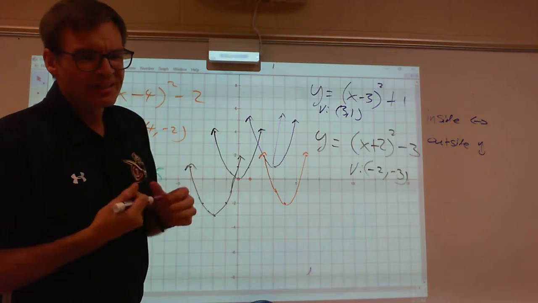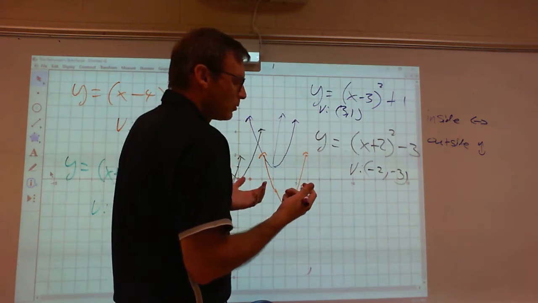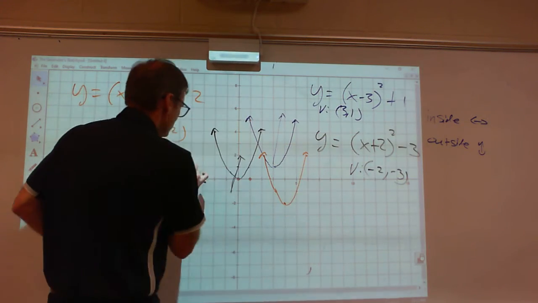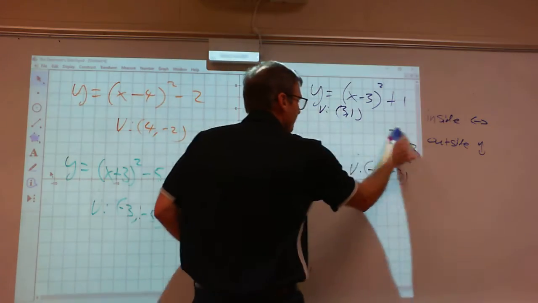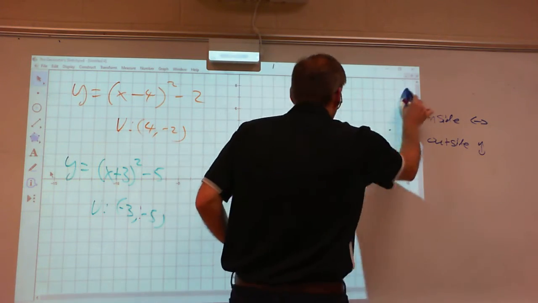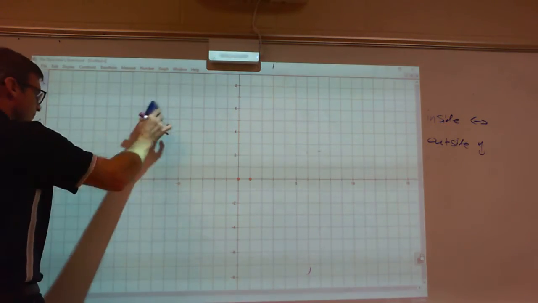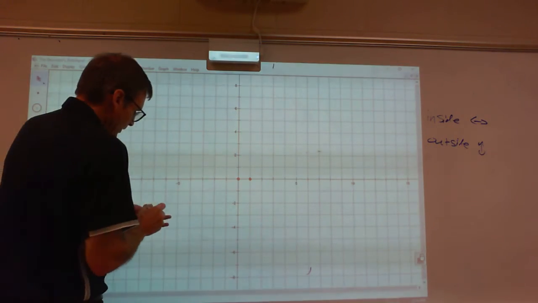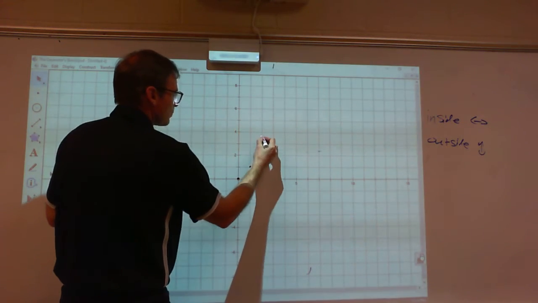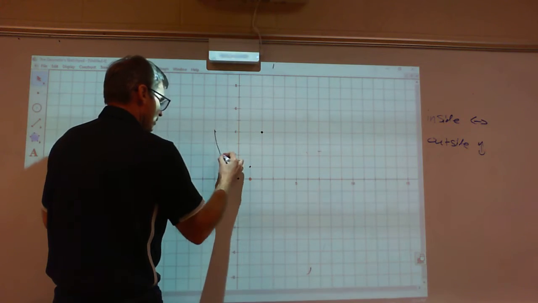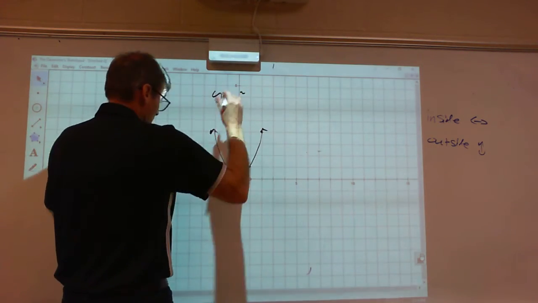And that one more thing we need to add to the vertex form is what happens. I'll have to erase. So here's my original one. This is just y equals x squared. I like having this base here. I have y equals x squared, so nothing's crazy.